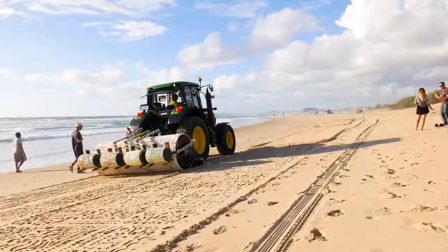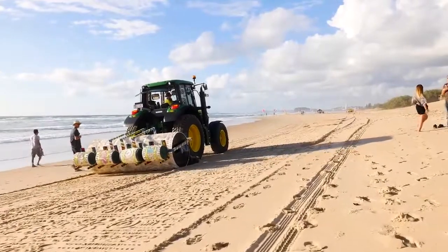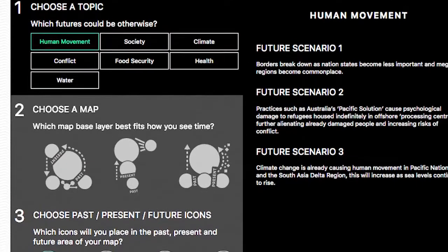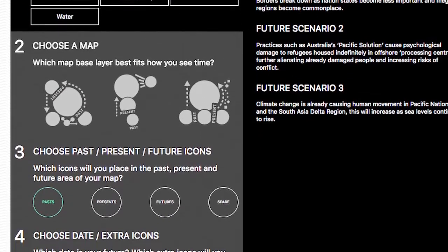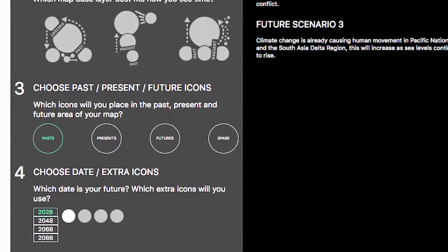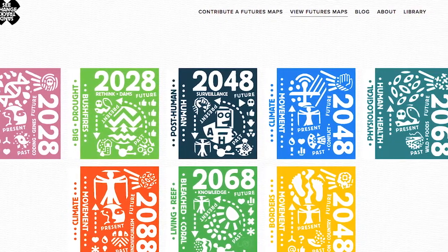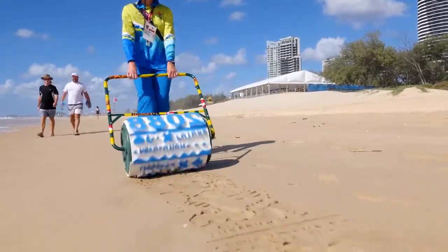Those we called Futures Maps, and those maps were the result of a website that people would interact with and go through a 5-step process to create their Futures Maps. Food security, water security, human movement, society, climate change and conflict. So they're the overarching topics that we wanted people to start thinking about, because they're all things that, even if we're not facing them here in Australia right now, they're being faced by people around the world.